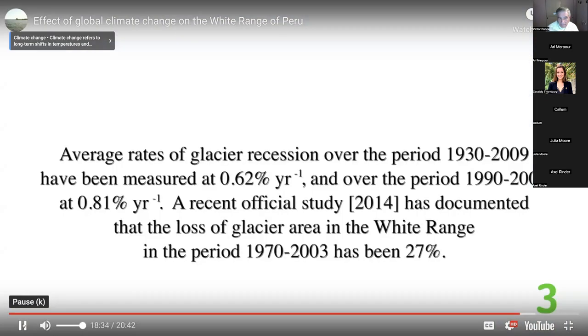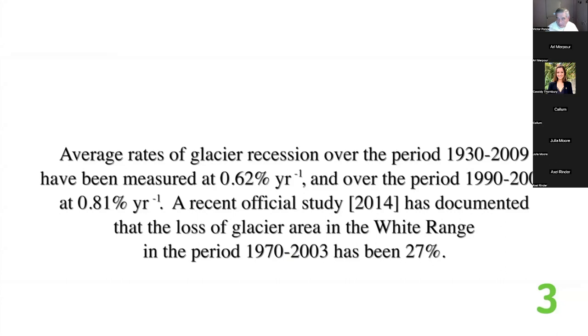Average rates of glacier recession over the period 1930 to 2009 have been measured at 0.62% per year, and over the period 1990 to 2009 at 0.81% per year.